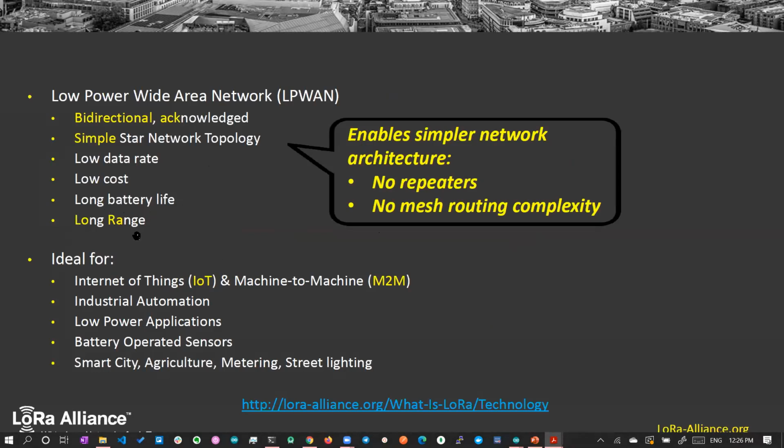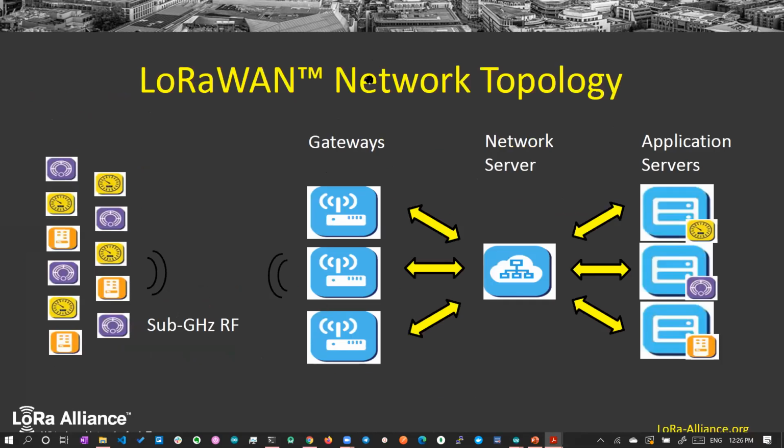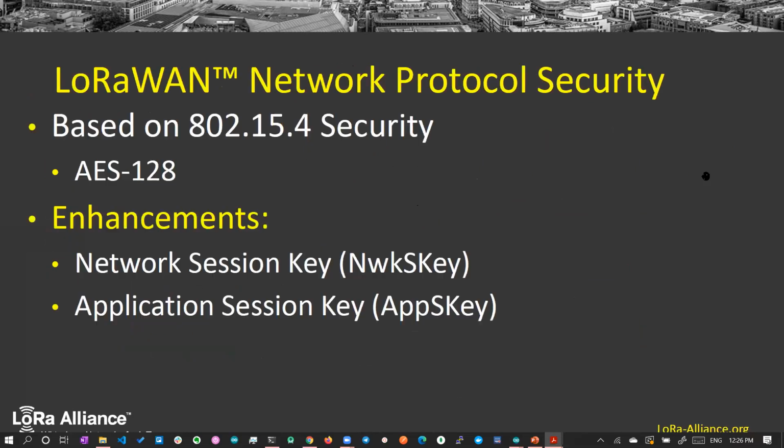So these are all ideal for LPWAN, and ideal for IoT and M2M, industrial automation, low power applications, battery operated sensors, smart city, agriculture, metering, and street lighting. Because in street lighting, what you will be doing is either turning on or turning off. You don't need Bluetooth or Wi-Fi, because Bluetooth or Wi-Fi is for high bandwidth data, right? And you can see the LoRaWAN network topology: device, gateway, network server, and app server, right?